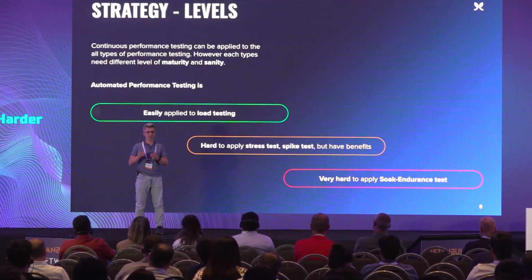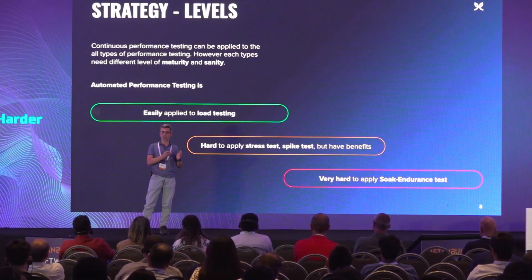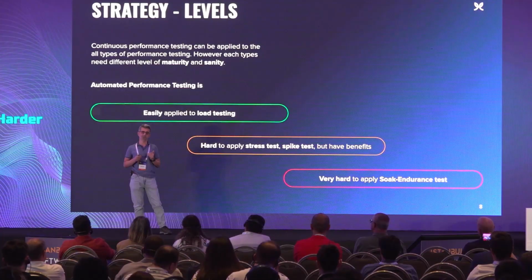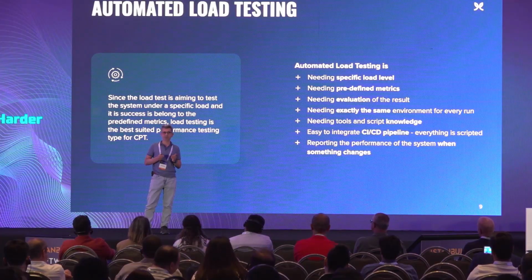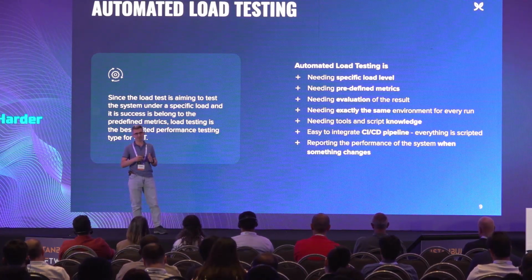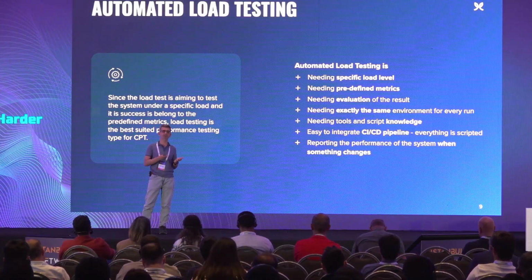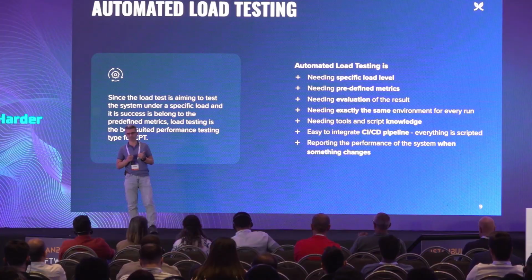Basically, this is not the subject of continuous performance testing, but I need to define it here. There are lots of different performance testing types, but the best one for continuous performance testing is applying automated load testing. Because with load testing, we are always expecting the same results with the same load, which means that it can be repeatable and it can be automated. Other types are hard to simulate and hard to evaluate. So the best candidate for continuous performance testing is applying the load test.